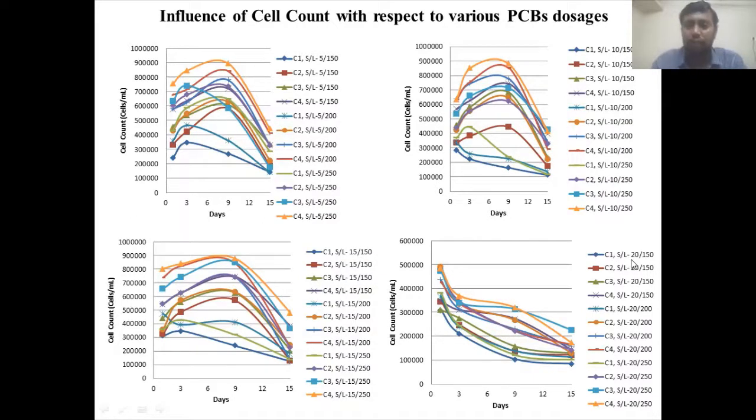And at 20 gram, you can see that there is no development of cell growth. So it exhibits that 20 gram is very toxic to the growth of the bacteria, so that it cannot grow further. So at 5, 10 and 15 gram, you can have cell growth here.